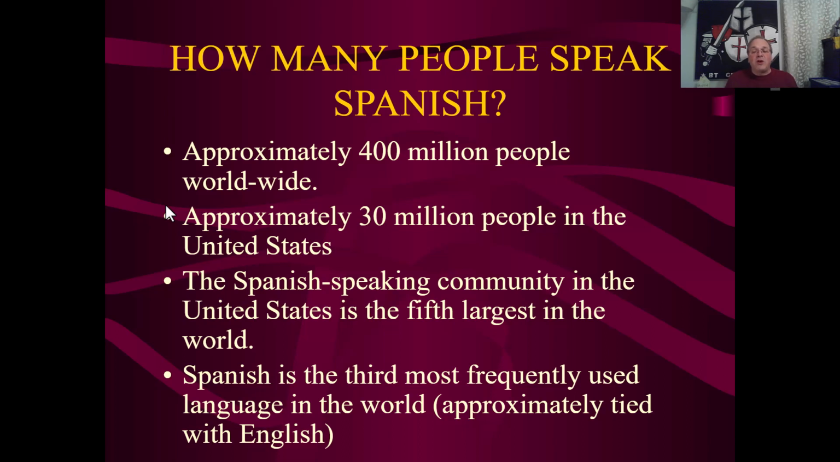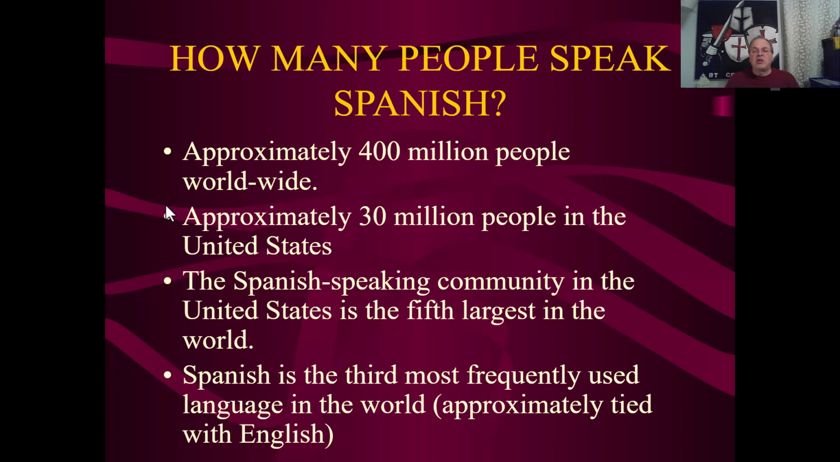Spanish is the 3rd most frequently used language in the world. It's approximately tied with English. English and Spanish kind of run neck and neck with which one is more frequently spoken than the other. And of course, we're looking at approximate figures here.